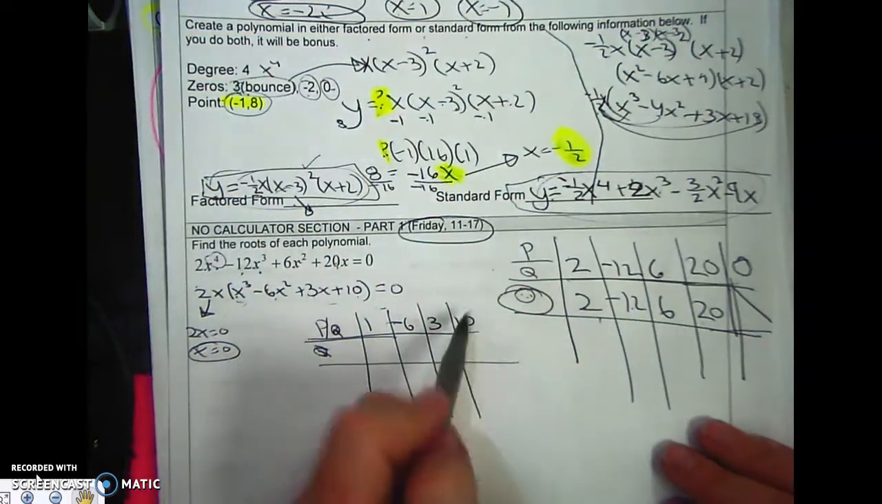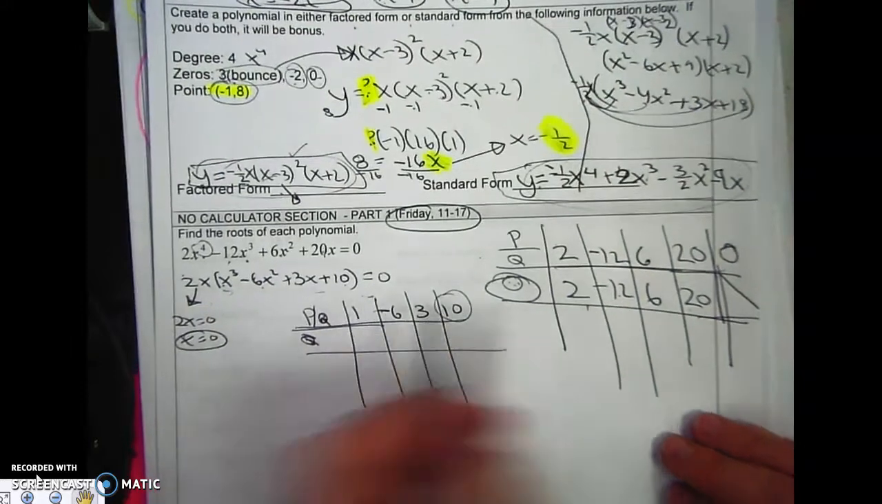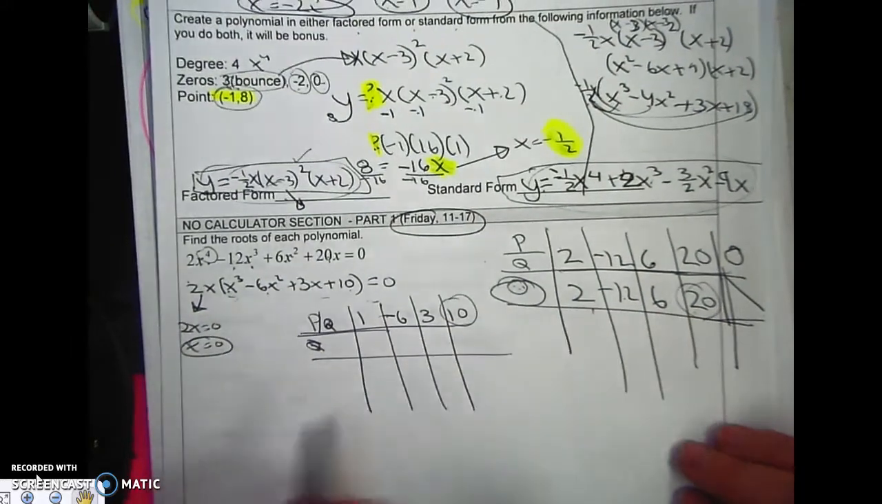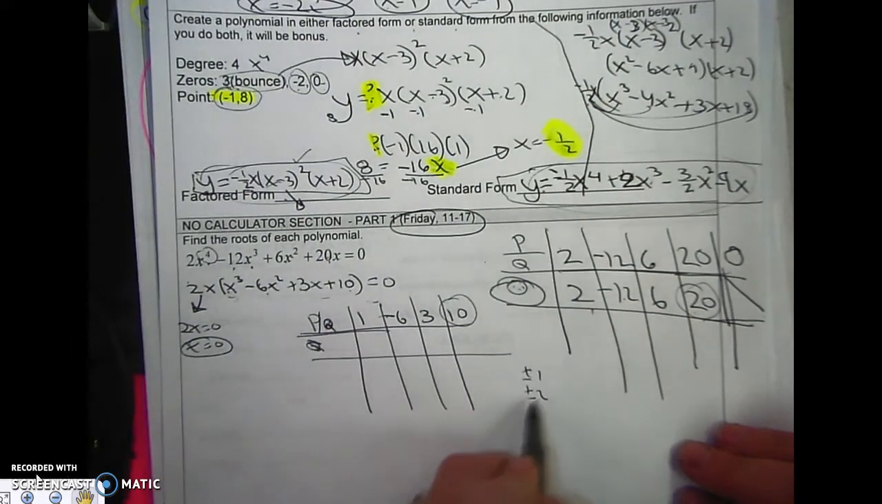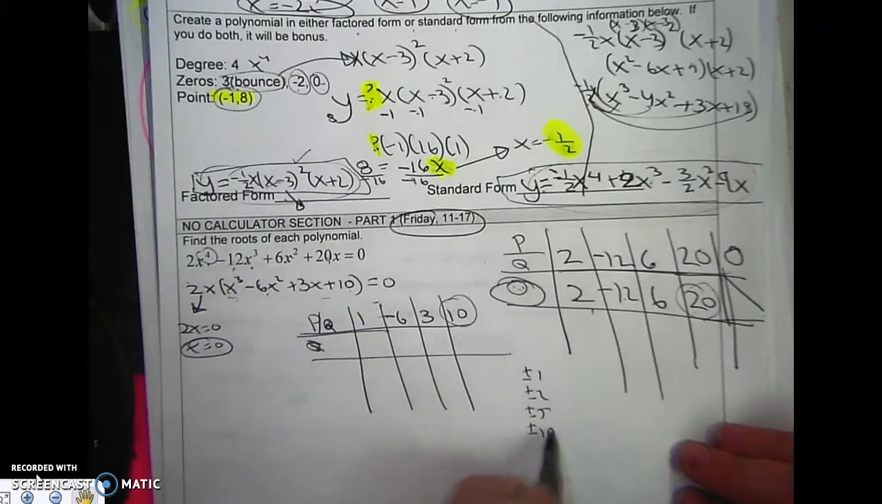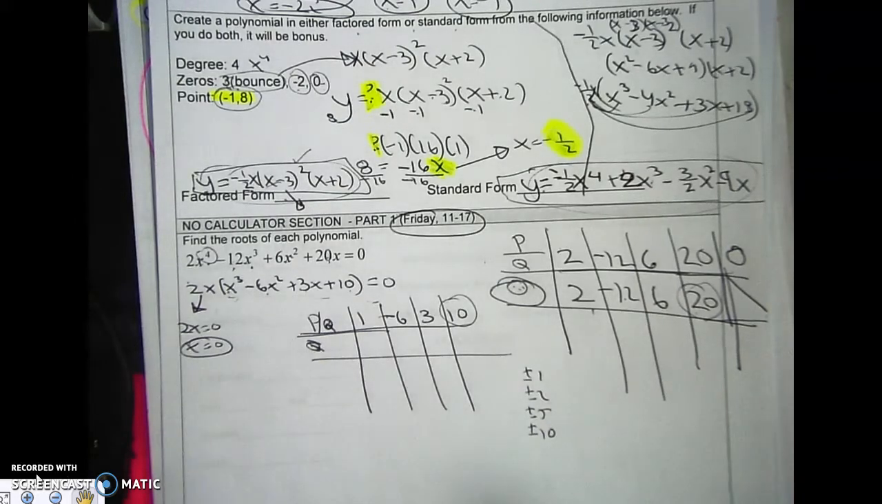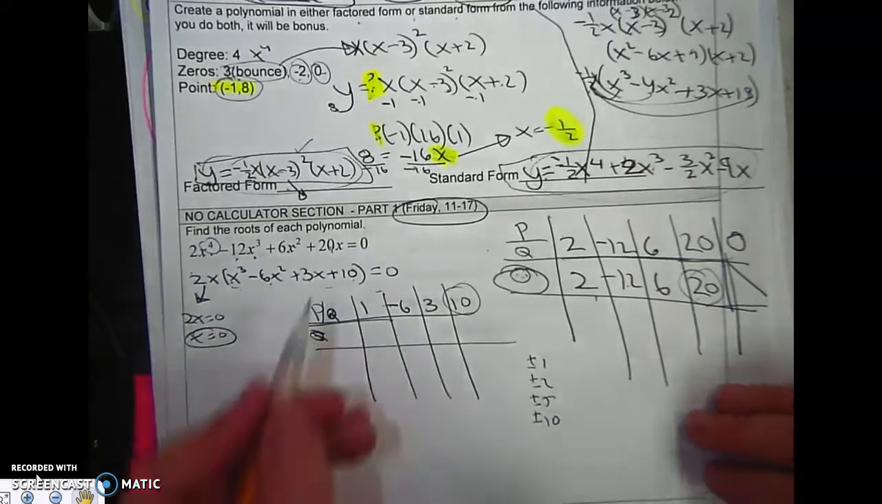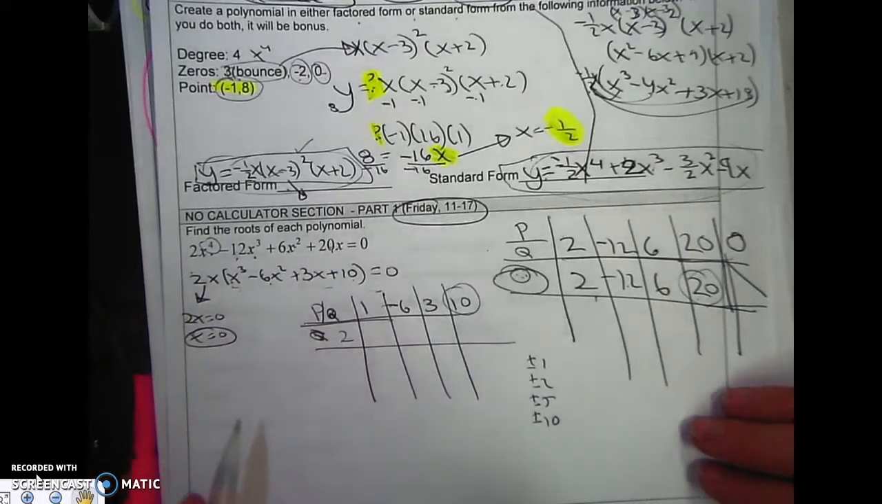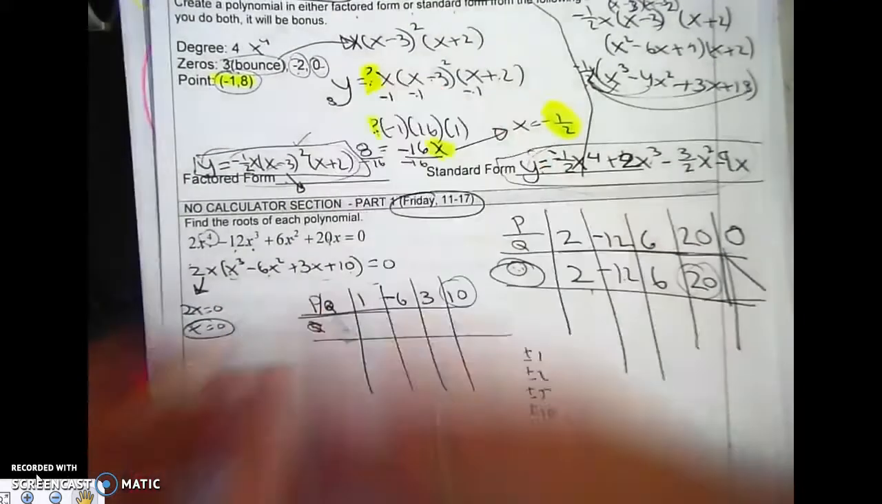So I need to look. My options of 10, just like my options of 20, but that's doubled. Plus or minus 1, plus or minus 2, plus or minus 5, plus or minus 10. Okay. Honestly, I'm just going to try numbers now. I have no idea what it is. I haven't done it yet. I might have tried 3, so let me try 3.